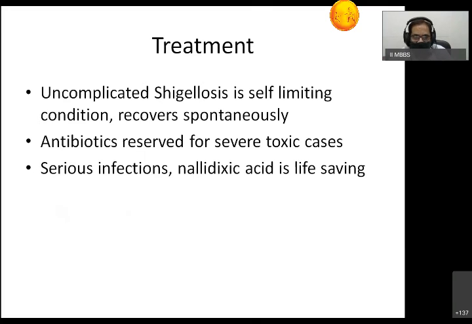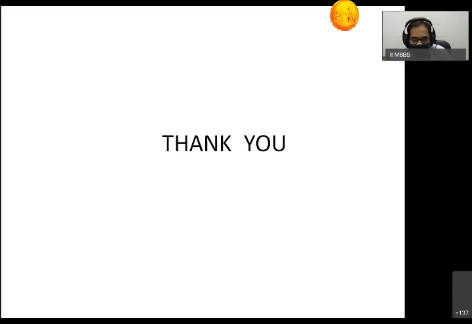Uncomplicated shigellosis is a self-limiting condition. When it comes to treatment, the patient is going to recover spontaneously. Antibiotics are reserved for severe cases. For severe infections, nalidixic acid can be used. Thank you. With this, we are done with the practical aspect of Enterobacteriaceae.